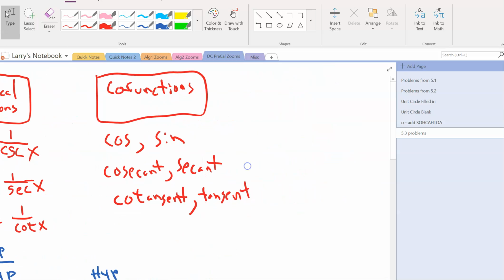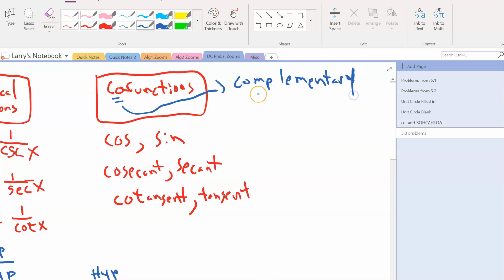Next, we'll talk about this idea of cofunctions. This prefix co in cofunctions is short for complementary. Recall from geometry, two angles are complementary if they sum to 90 degrees. Our other big term was supplementary. That's two angles that sum to 180. So cofunctions will have the same value if indeed their angles sum to 90.